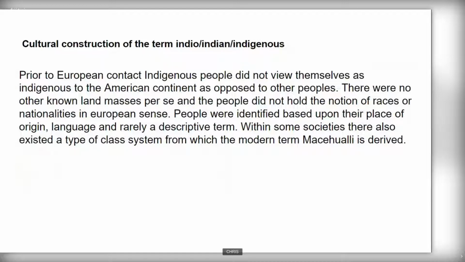Now, we have to talk about this idea about indigenous as opposed to non-indigenous. Obviously, prior to European contact, indigenous people did not view themselves as indigenous to the American continent as opposed to other people. There were no other known land masses per se, and the people did not hold the notion of races or nationalities in the European sense. In Nahuatl, people were most often identified based upon their place of origin, their language, and rarely a descriptive term. Within some societies that spoke Nahuatl, there also existed a type of class system from which the modern term Masewali is derived.